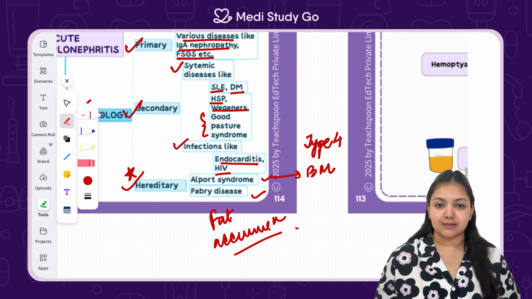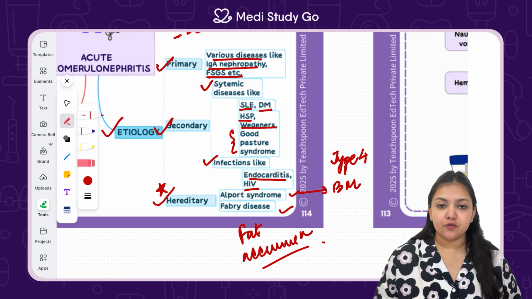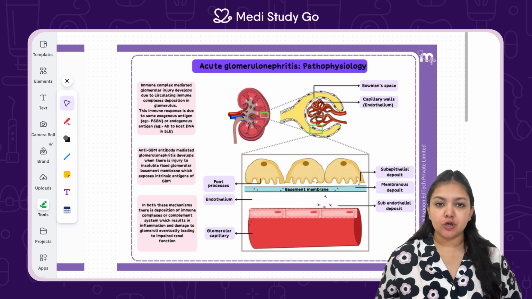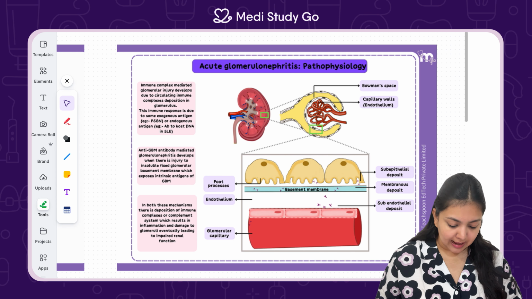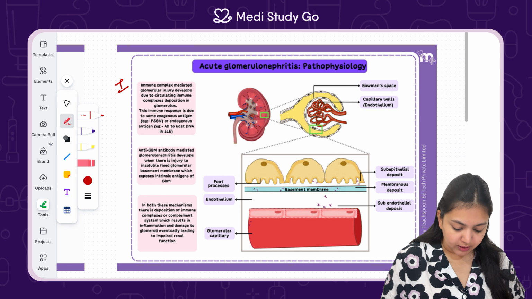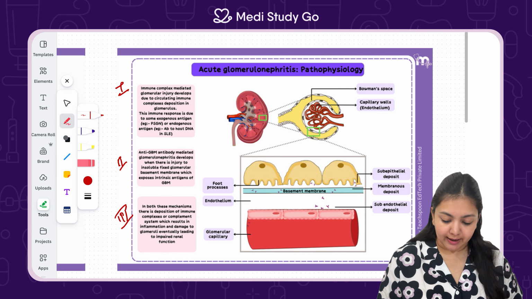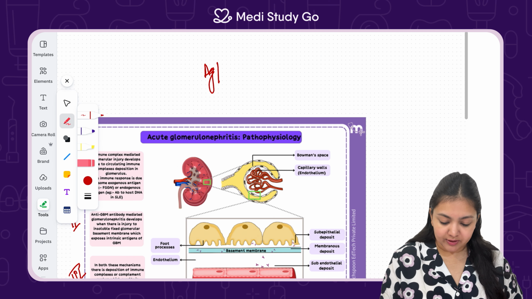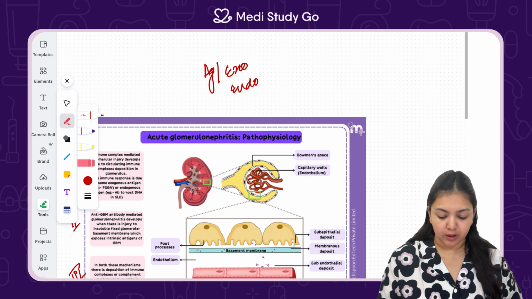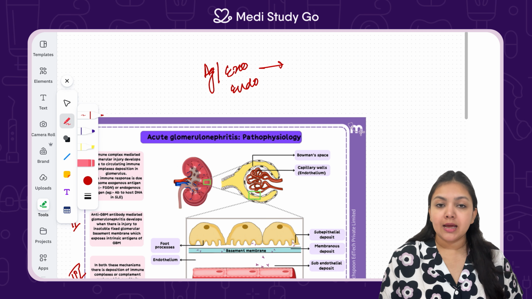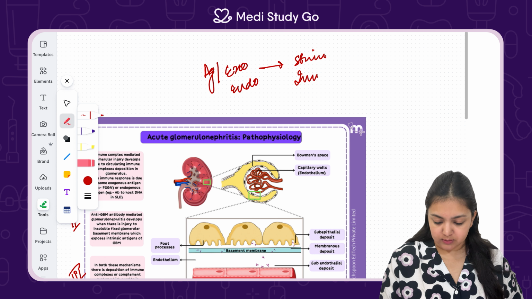After we know the etiology of a disease, we need to know how the disease progresses and what the pathophysiology is. So the pathophysiology of acute glomerulonephritis can happen in 3 different forms or types. The main mechanism behind its occurrence is that any antigen, whether exo or endo antigen, that is in the body or outside the body, is going to initiate a stimulatory response by the immune system.